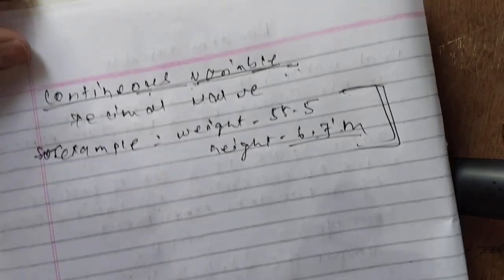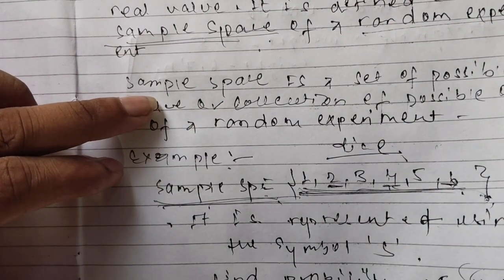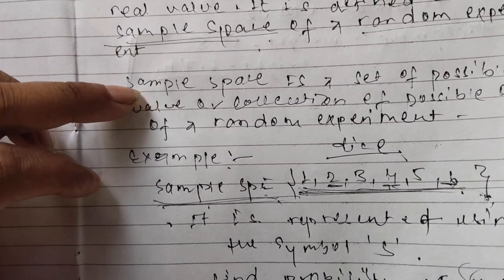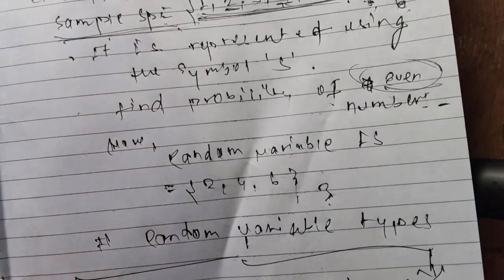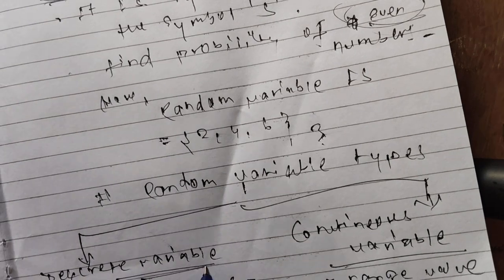So we have understood what a random variable is, what a sample space is, and its types. I hope you understand random variables and their types. We will discuss how to find the random variable for discrete or continuous variables in the next video.